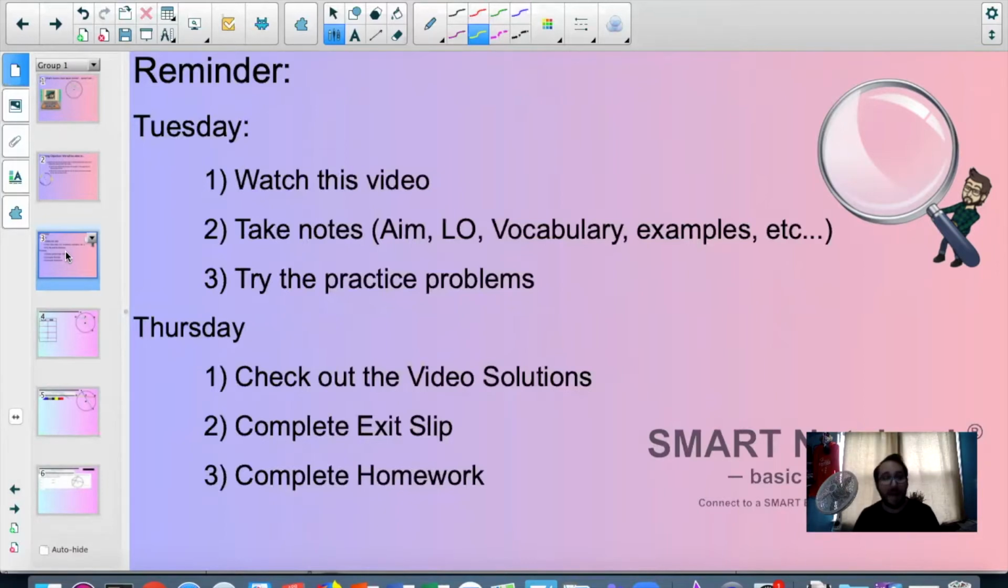Try them. However, on Thursday is when we're going to post the solutions video to those questions. So if you're struggling today trying to figure out how to do those questions, wait till Thursday, look at the video, fix and edit your work, and then submit it. In addition, on Thursday, you're going to get your exit slip, which is going to be graded as a quiz. And then lastly, you're going to get your homework, and everything will be due on Sunday, 11:59.